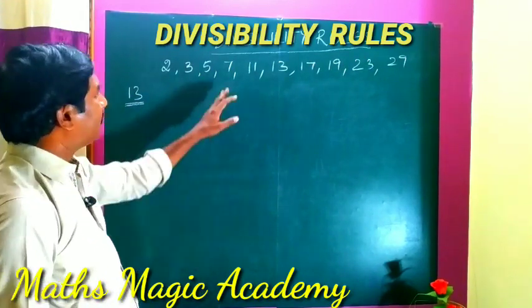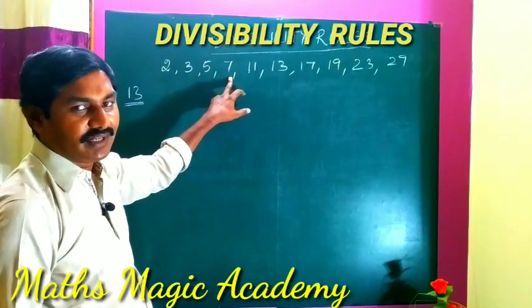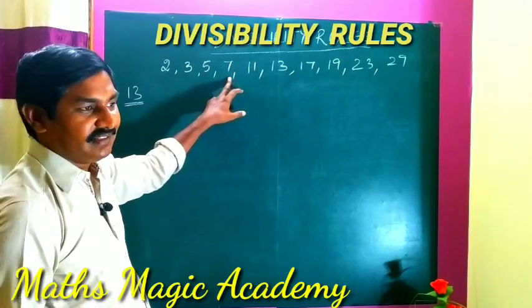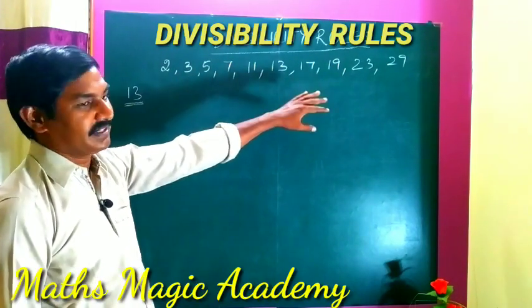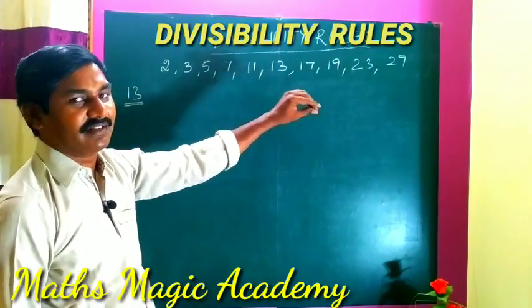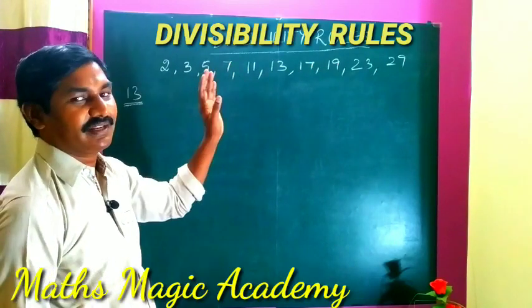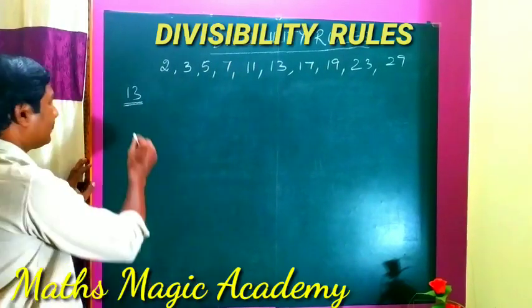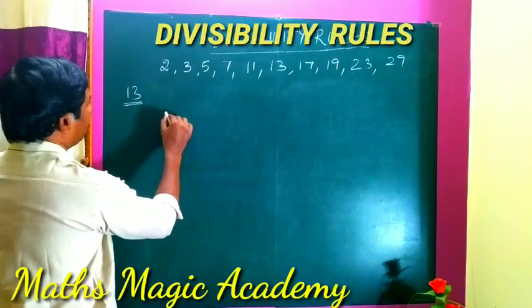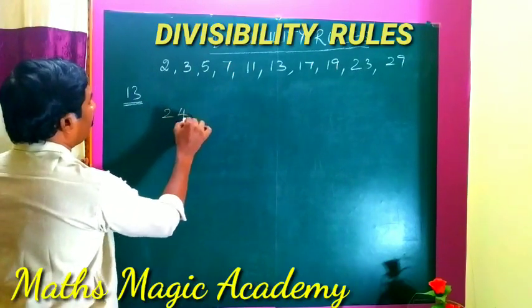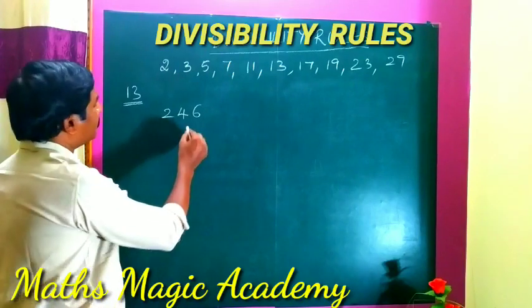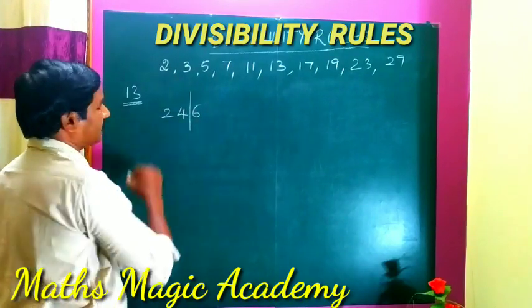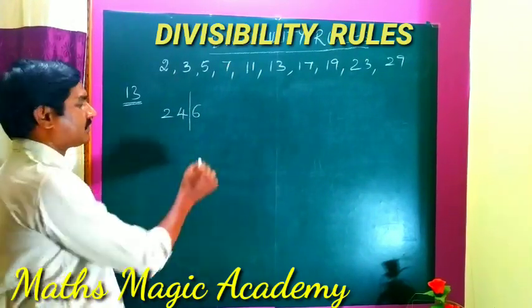Students, can you remember the divisibility rule of 7? What we did was take the last digit, double it, and subtract that result from the remaining digits. Like that, in 13 also, if we take a number, 246, here also you have to take the last digit of the number, that is, the units place.